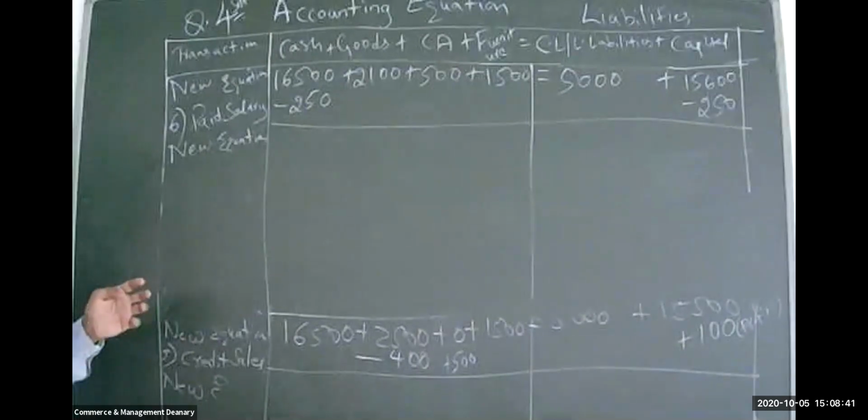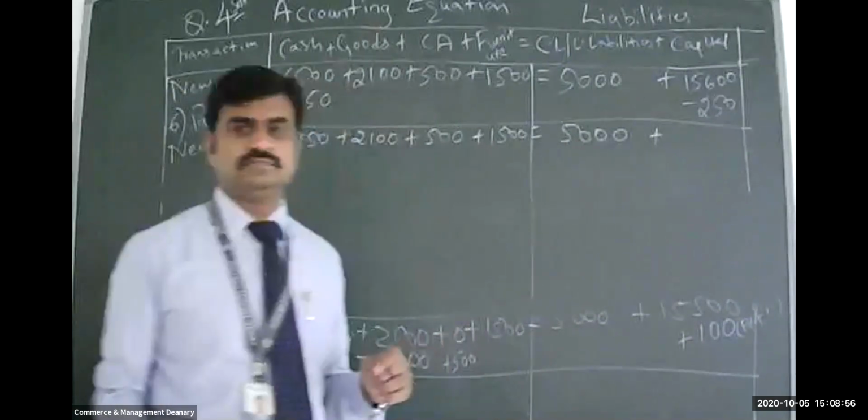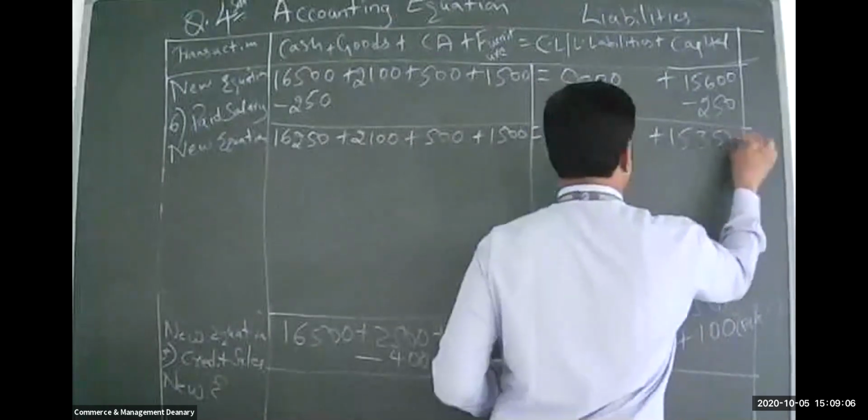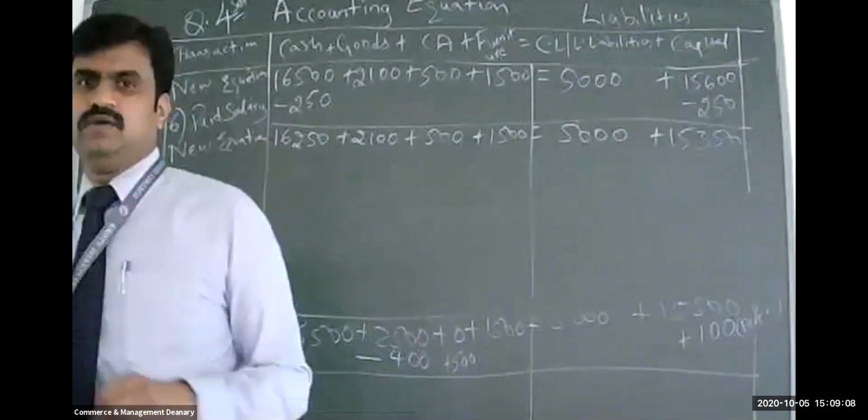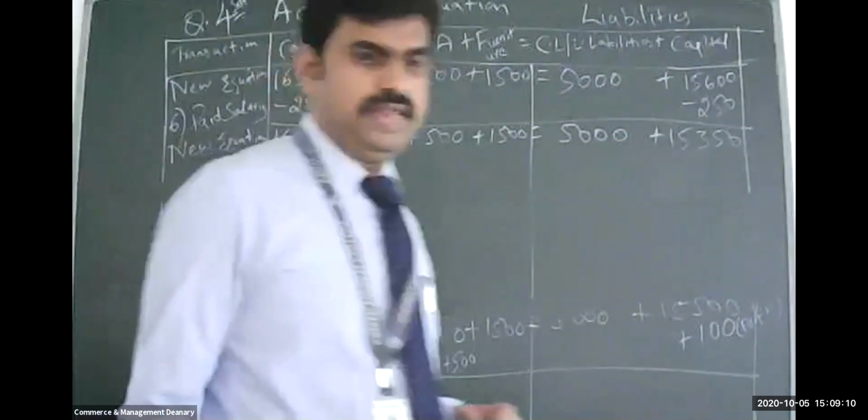How much is the cash now? 16,250. Goods? 2,100 plus 500 plus 1,500. How much is capital? 15,350. Correct. Please use a calculator.